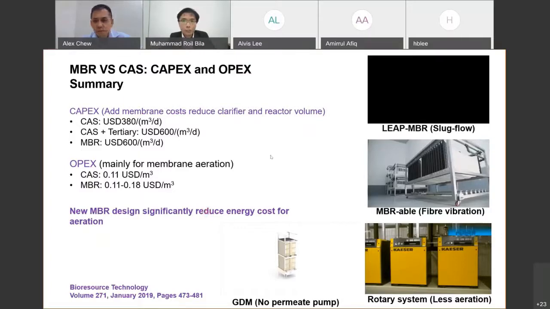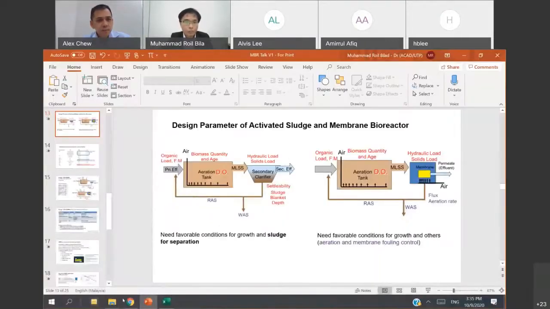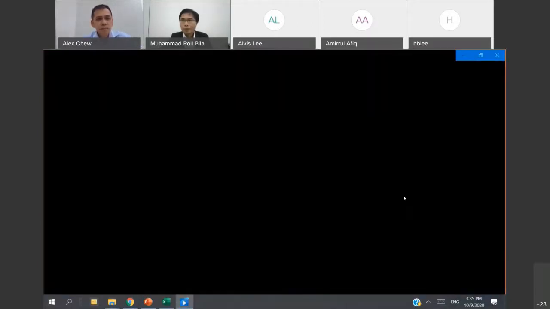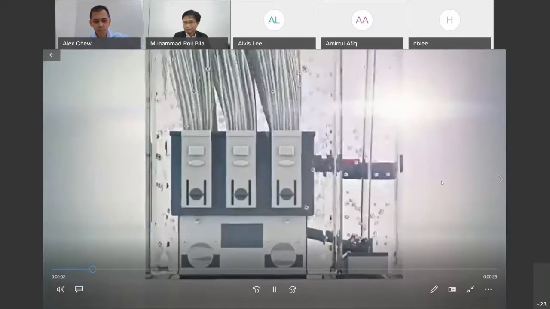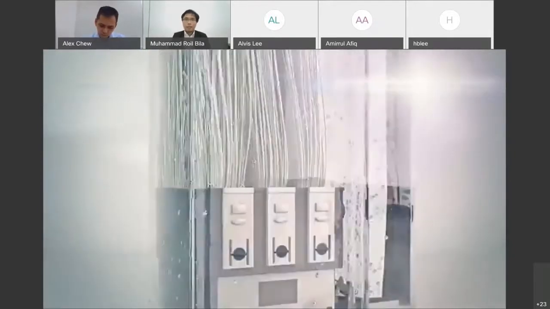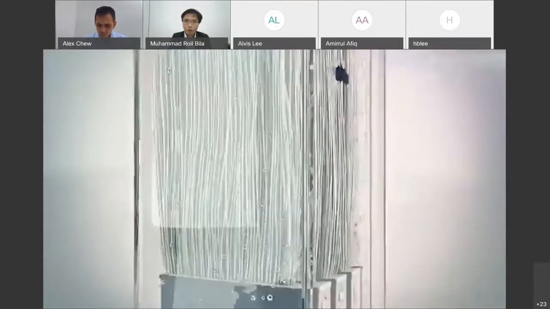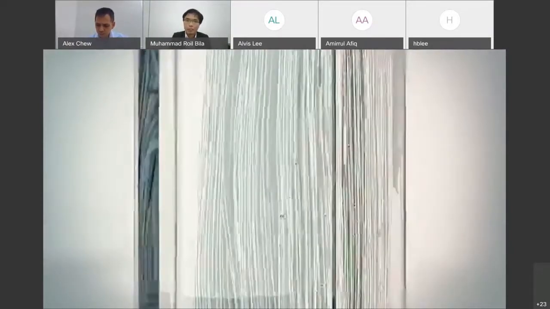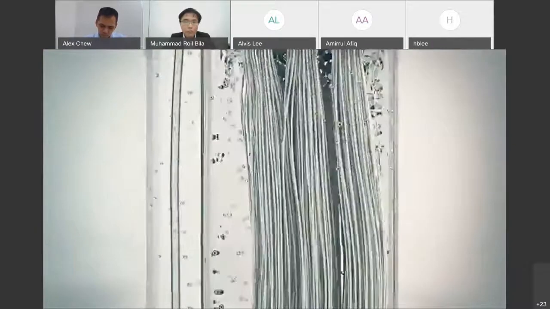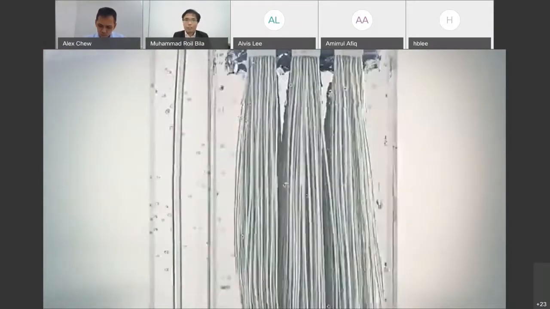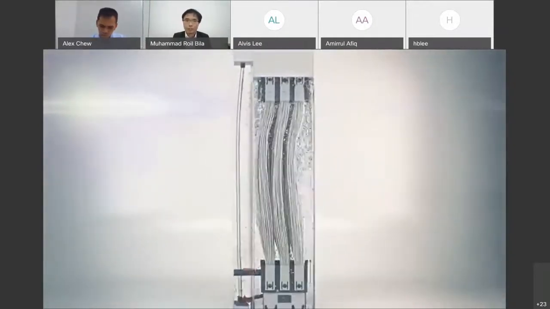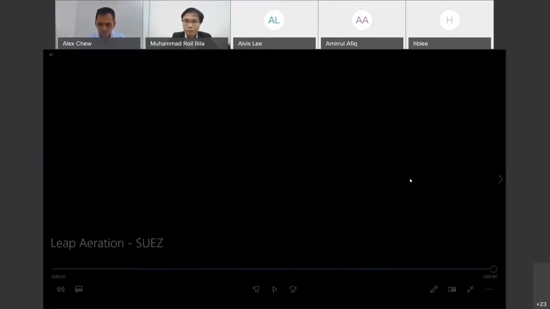I will then show you some videos demonstrating the new types of MBR. For example, the first one is called LEAP MBR. This technology is commercialized by Suez. They call it sludge flow to enhance the cleaning of the membrane. As such, it reduces the energy consumption significantly. So you see here that the air bubbles go intermittently with a high flow, and then the membrane can sway to the left and right, vibrating along the process.